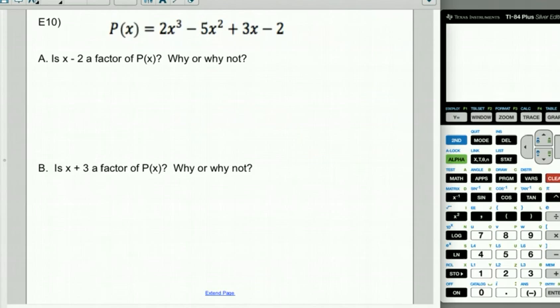In example 10, we're given a p of x and we're asked two questions. The first one is, does p of x have x minus 2 as a factor? And then justify that answer, right? And then we're going to try the same thing with x plus 3.